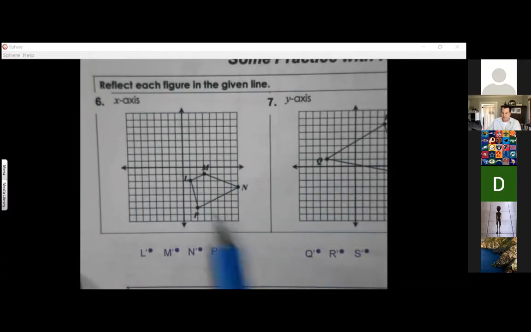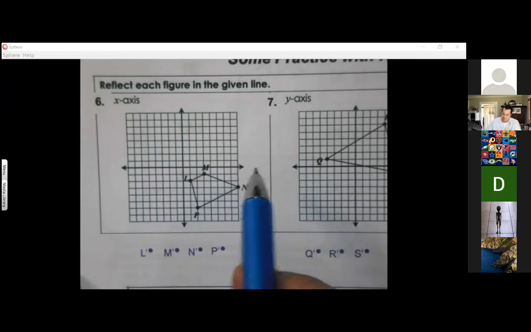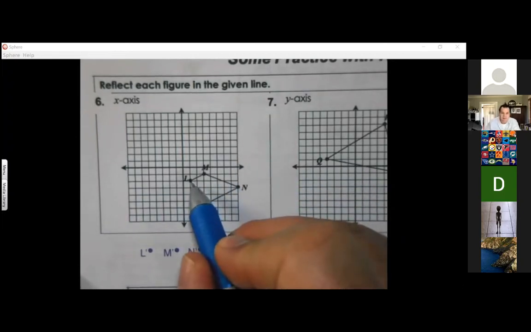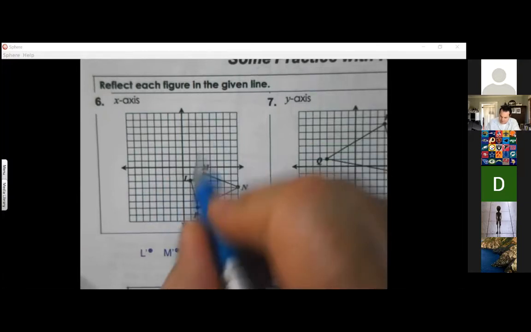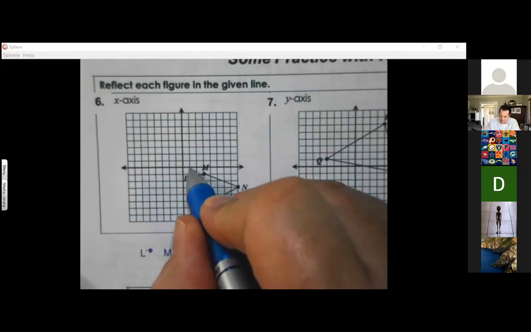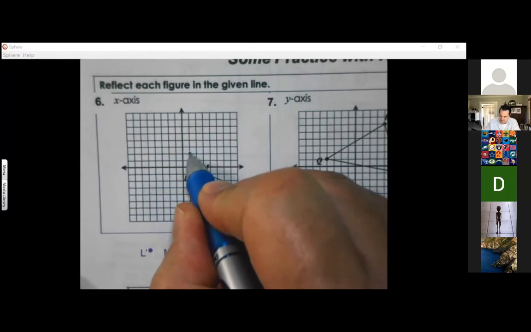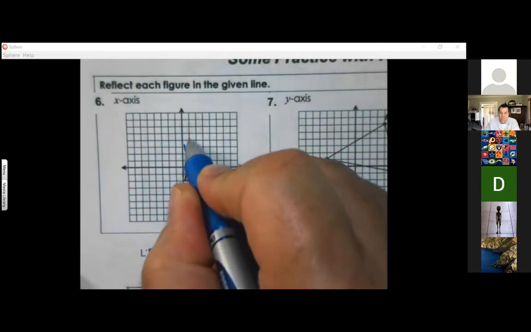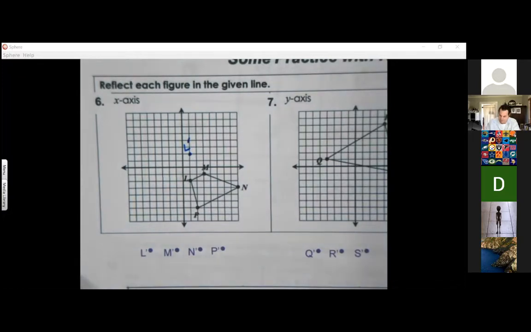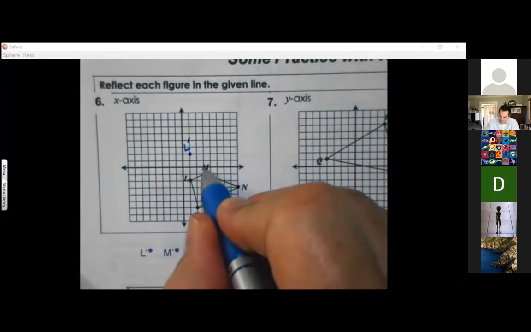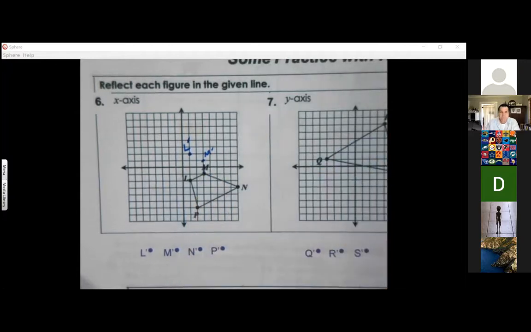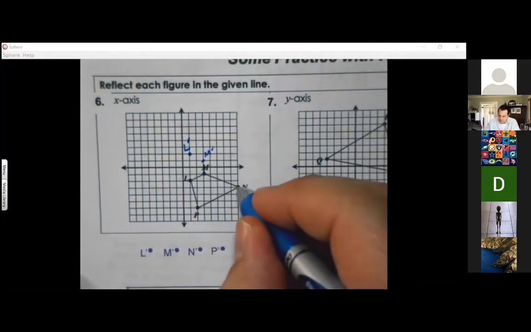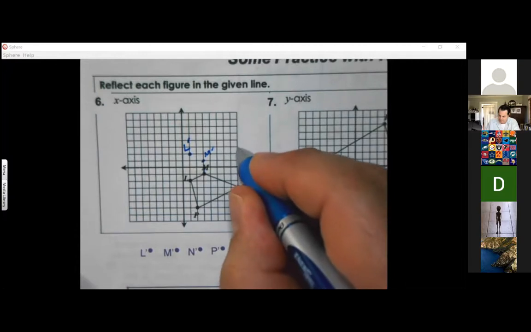We're trying to reflect this over the x-axis. This is the x-axis. So I'm just going to find out how far away each point is. L is 2 points away from the x-axis. So we'll go to the x-axis in the shortest path and then continue on the other side to make L prime. M is only 1 away, so I'll continue that same 1 away on the other side. N is 3 away, and so I'll go 3 away.